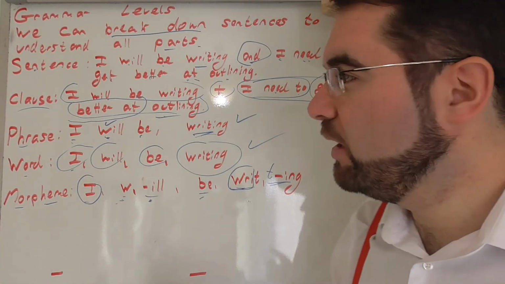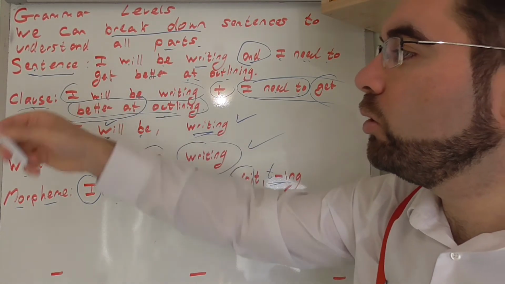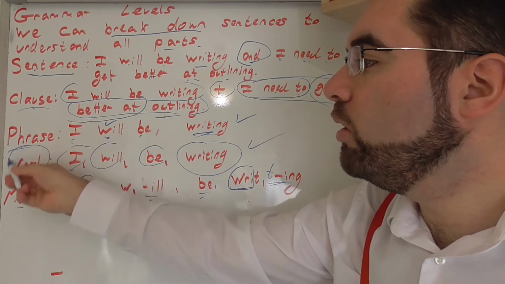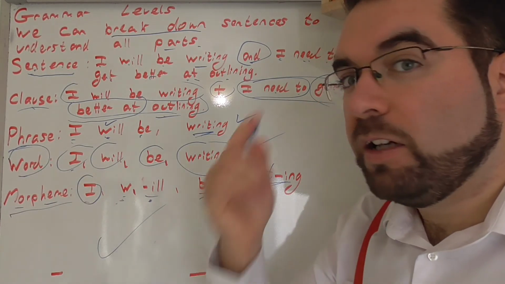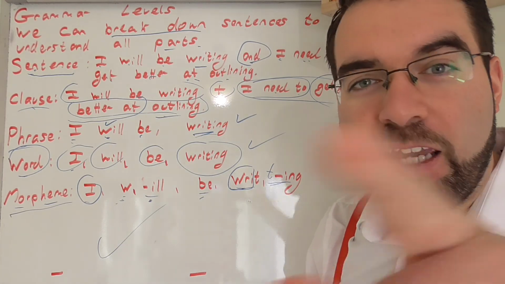How cool is that? So we can break the sentence down: the sentence, clause, phrases, words, and morphemes. How cool is that, language explorers? Let's keep exploring.